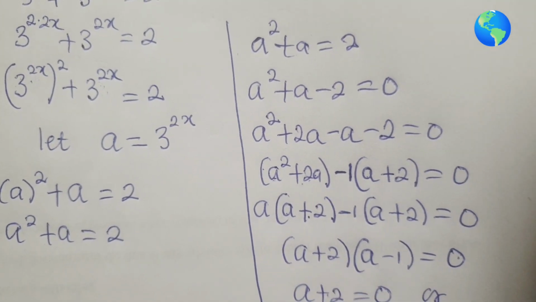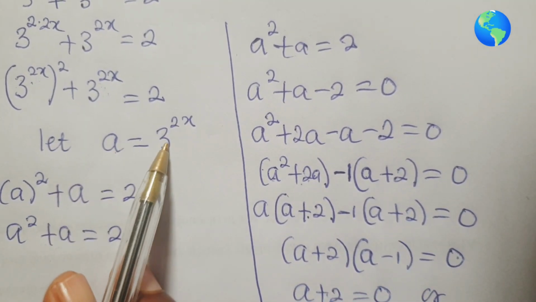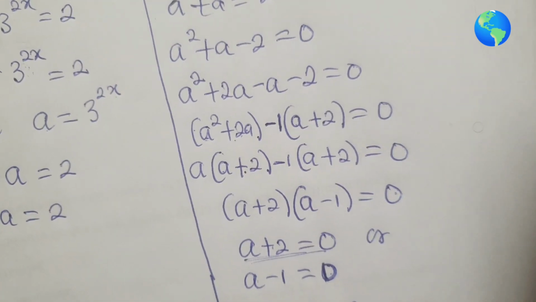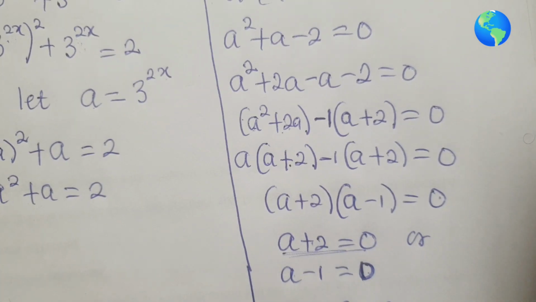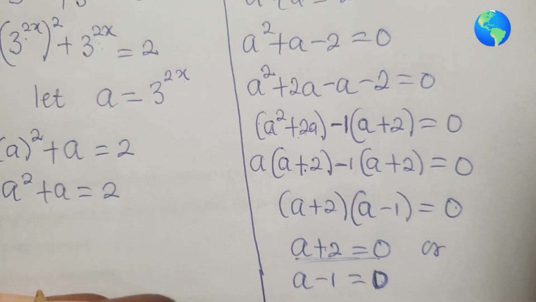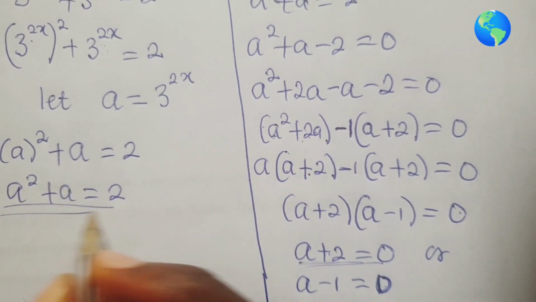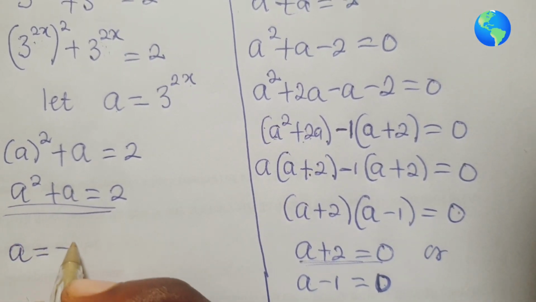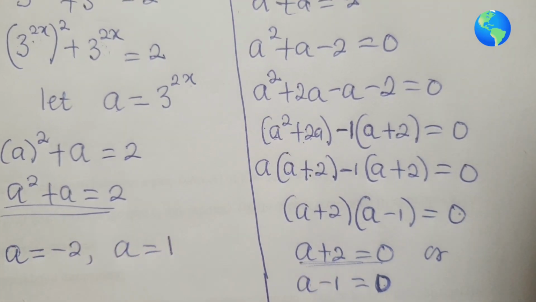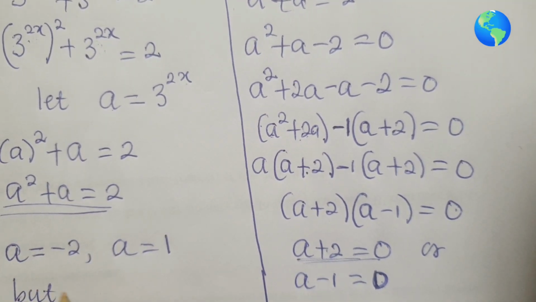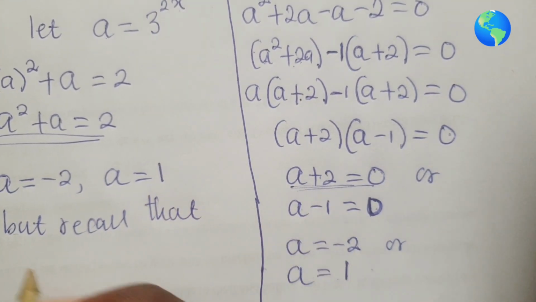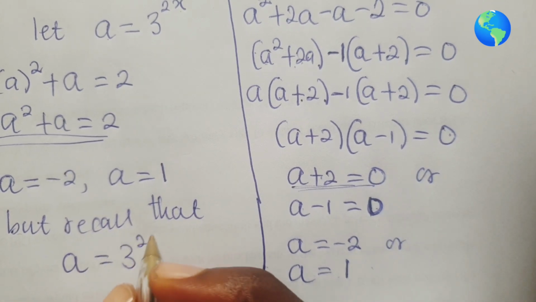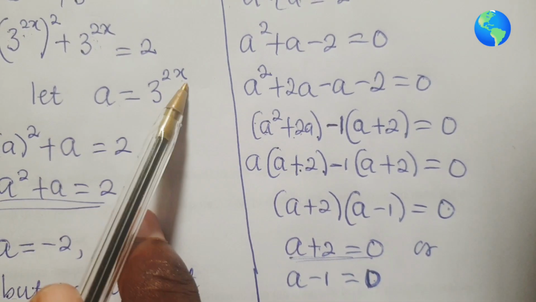But recall there's something we said somewhere here. We mentioned that a is equals to 3 power 2x, and we've gotten that a is equals to 1 or a equals to minus 2. So we need to resubstitute back here. So for the whole of the process, what I solved just now, we have it that a equals to minus 2 and a equals to 1. But recall that a equals to 3 power 2x based on what we said here before, right?